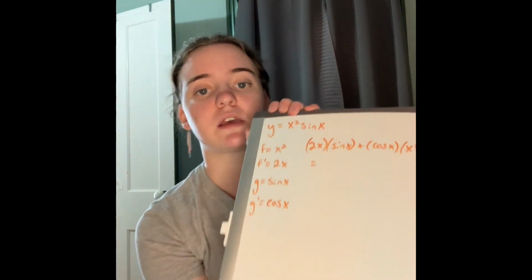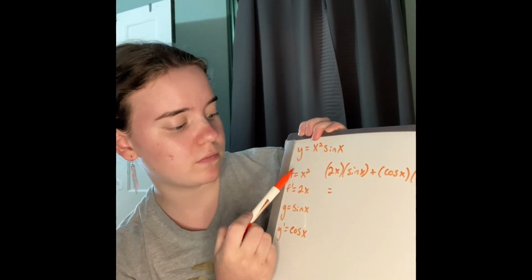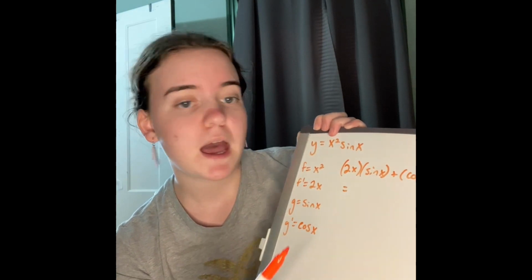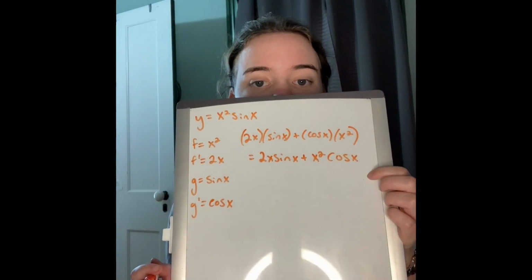Bam. So here's an example. What's the derivative of y equals x squared sine x? So we start using our product rule. Lay them all out. So 2x times sine x will be 2x sine x plus x squared cos x. And you can't really simplify that any further. You kind of just keep it like that.